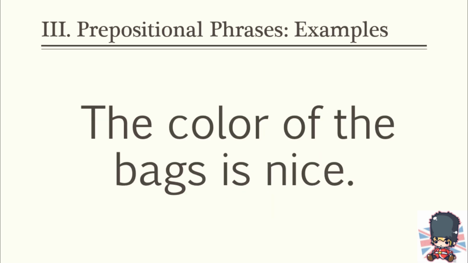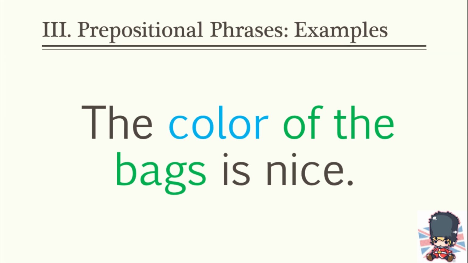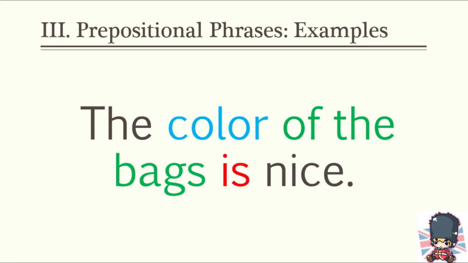Another example. The color of the bags is nice. So, parang unang tingin sa parang may mali, di ba? The color of the bags is nice. Dapat the color of the bags are nice. Which is wrong. Kasi ang prepositional phrase dito ay of the bags. Of the bags, okay? So, akala natin ang subject is bags, but ang tunay na subject dito ay color. So, dahil ang color is a singular subject, you have to use a singular verb, which is is. So the color of the bags is nice.